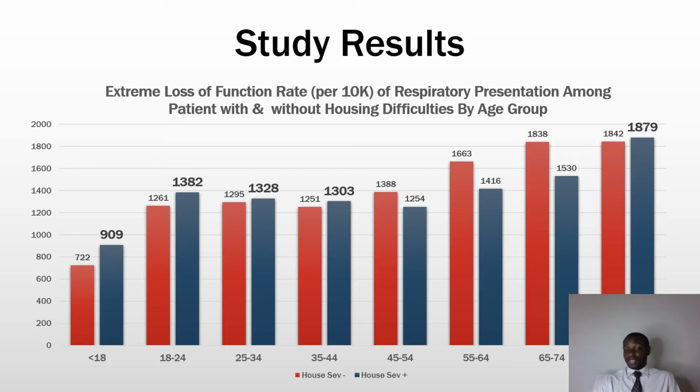We see that the rate among individuals without housing difficulties is higher at a rate of 1,835 per 10,000 presentations, and we see a rate for individuals with housing difficulties for the age presentation of 65 to 74 at a rate of 1,530 per 10,000 presentations. Now, among the much older population, 75 plus, we are seeing individuals with housing difficulties have a higher presentation of 1,879 per 10,000 presentations compared to 1,842.